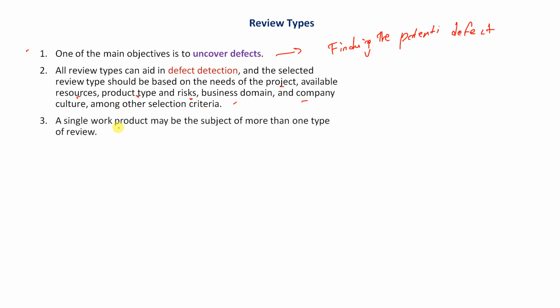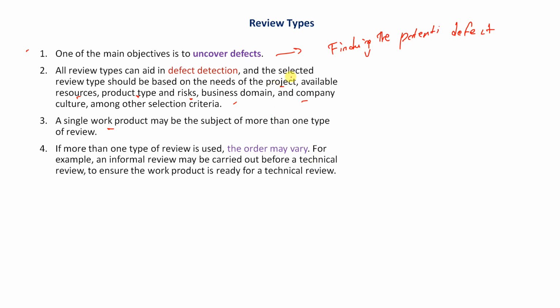So a single work product may be subject to more than one type of review. In one product also, more than one type of review can happen. So it depends. This is just the basics of what review types are. From the next slide you will have the real types. If more than one type of review is used, the order may vary. For example, an informal review may be carried out before a technical review.